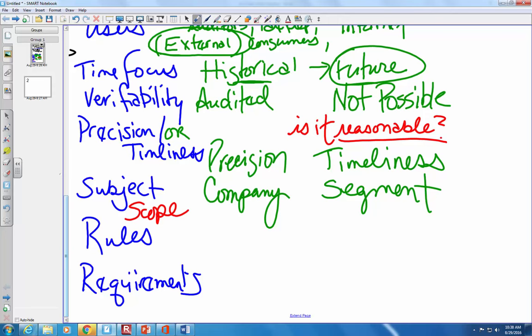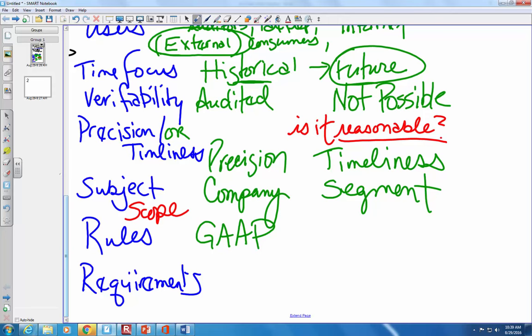What rules do we comply with to prepare our financial statements? And what does that stand for? Generally accepted accounting principles. Yep. Where do these come from? Who makes them? Board, right? The board, yep. You remember what they're called?